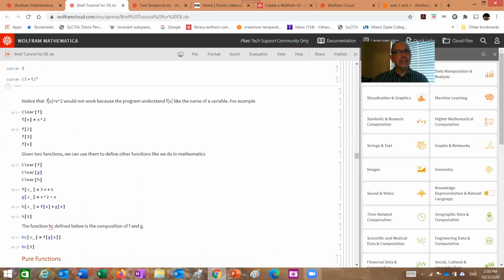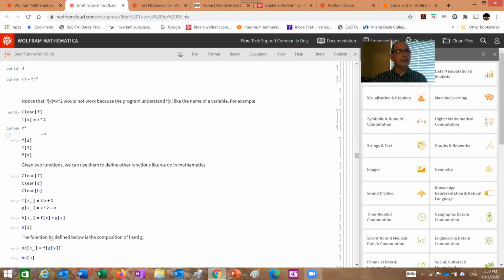Now, what happens if you don't put the underscore after the x when you are defining the function? Okay, imagine that you clear the f. The f is representing that function, but now I define the function in a different way. I define the function using the same expression f of x, but without putting the underscore after the x. And then what's going to be the difference here? Notice what is going to be different.